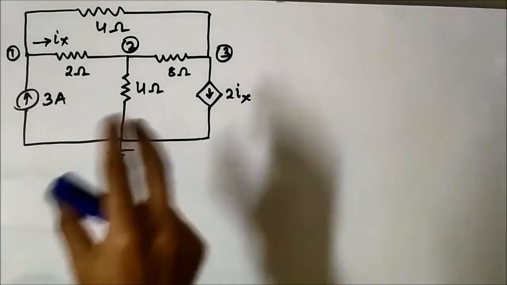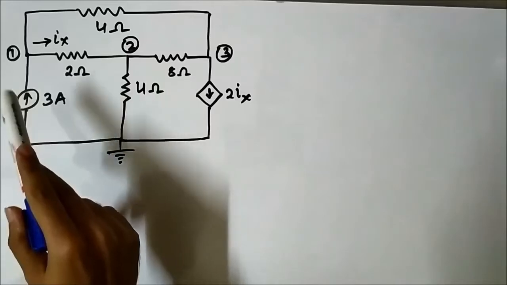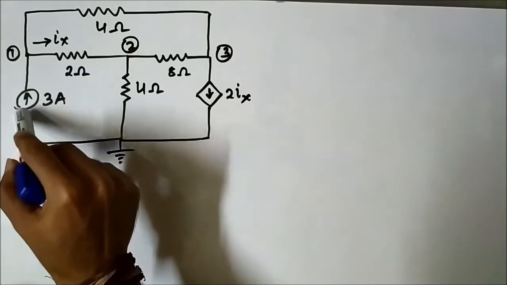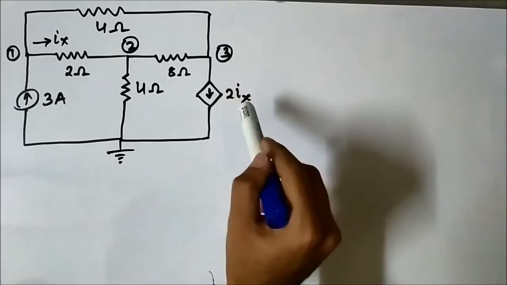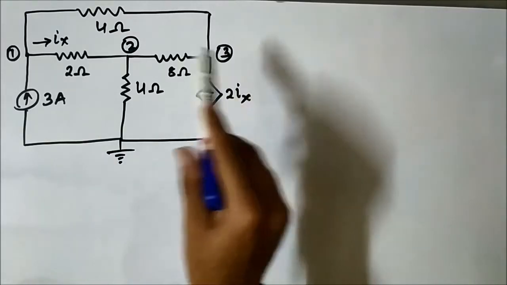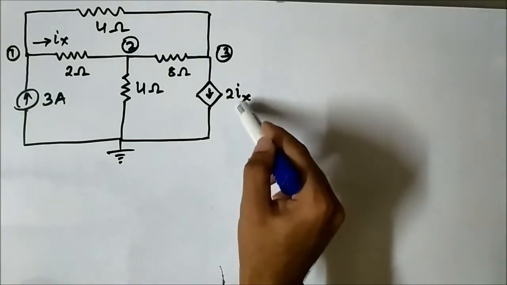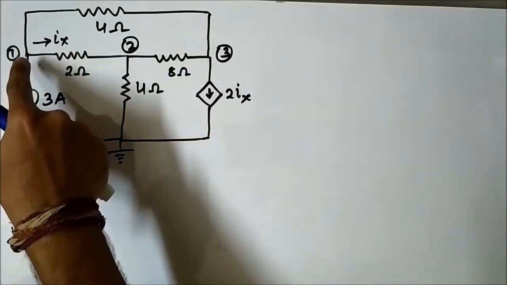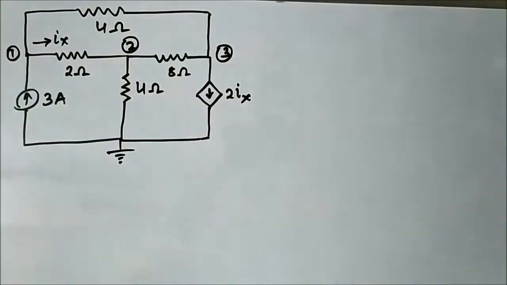So this problem is interesting because it involves both independent and dependent current sources. See here, this is an independent current source having 3 ampere, and this is a dependent current source. Okay, it is dependent on some other circuit parameter. It is given 2ix, the current value, and here the notation is given ix, which flows between node 1 and node 2. So it will be in the form of the nodal voltages V1 and V2.